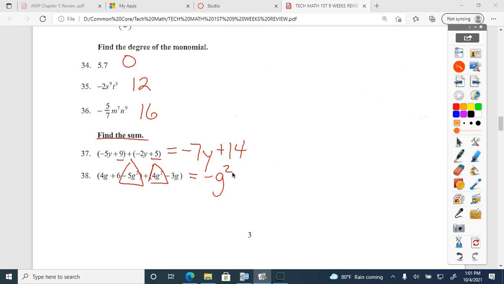That's negative 1g squared. And then 4g and negative 3g is positive g. And then you just have plus 6 on the end.